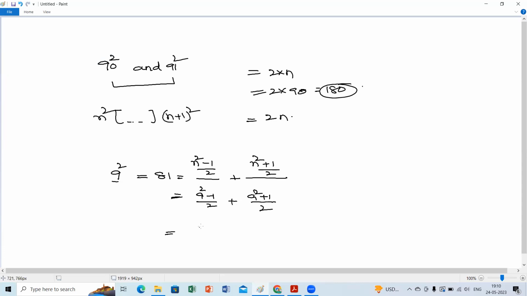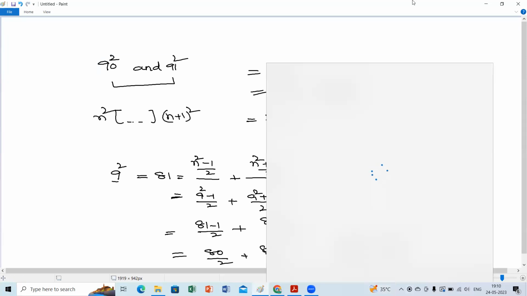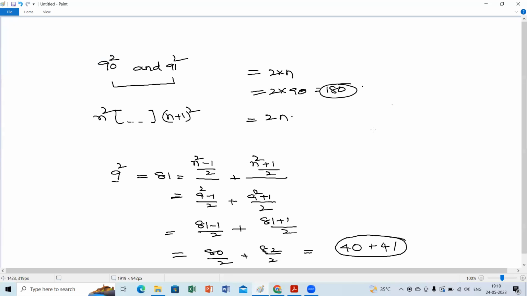So here, 9 square is 81: (81 minus 1) by 2 plus (81 plus 1) by 2. This is 80 by 2 and 82 by 2. Half of 80 is 40, and 41. These are the sum of consecutive numbers. Not only this, children, any odd square number can be expressed as a sum of consecutive numbers.